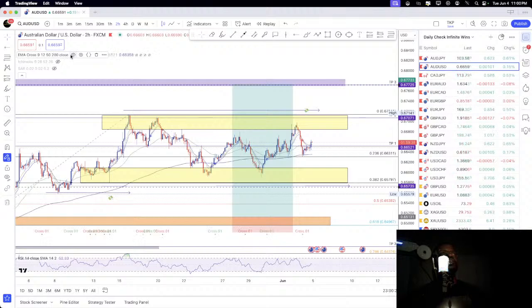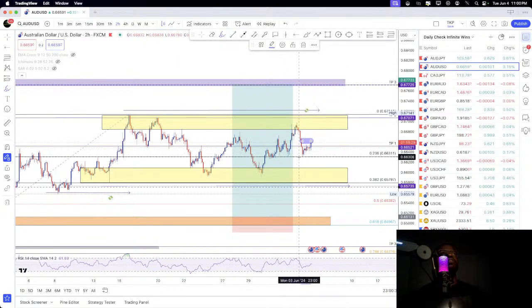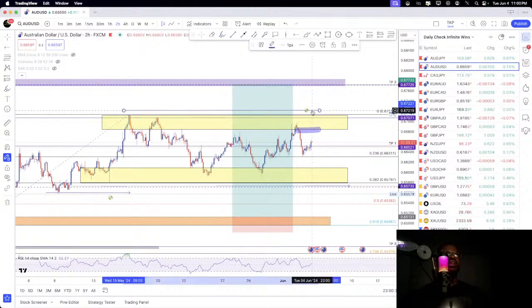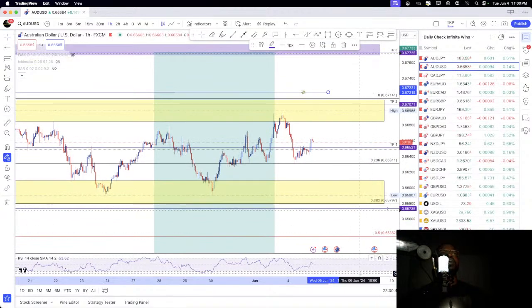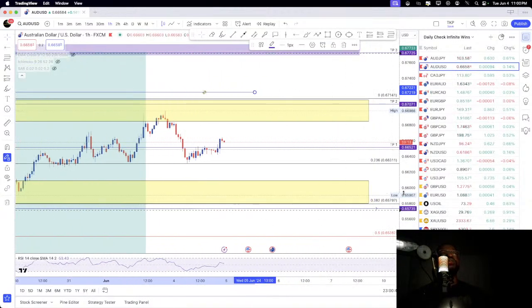Let's take a peek at the EMAs. They're kind of trapping price in this area. So let's take a look at these highs right here on the smaller time frame to see what we have. Once we understand what we're looking at on that smaller time frame, we can get a better idea of the potential of this pullback.